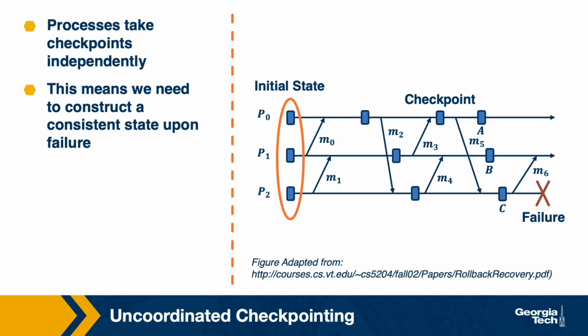If it rolls back to the checkpoint C, that means that the message M6, which is sent from P2 to P1 after the checkpoint, is lost. So we have to remove any of its effects from the system.